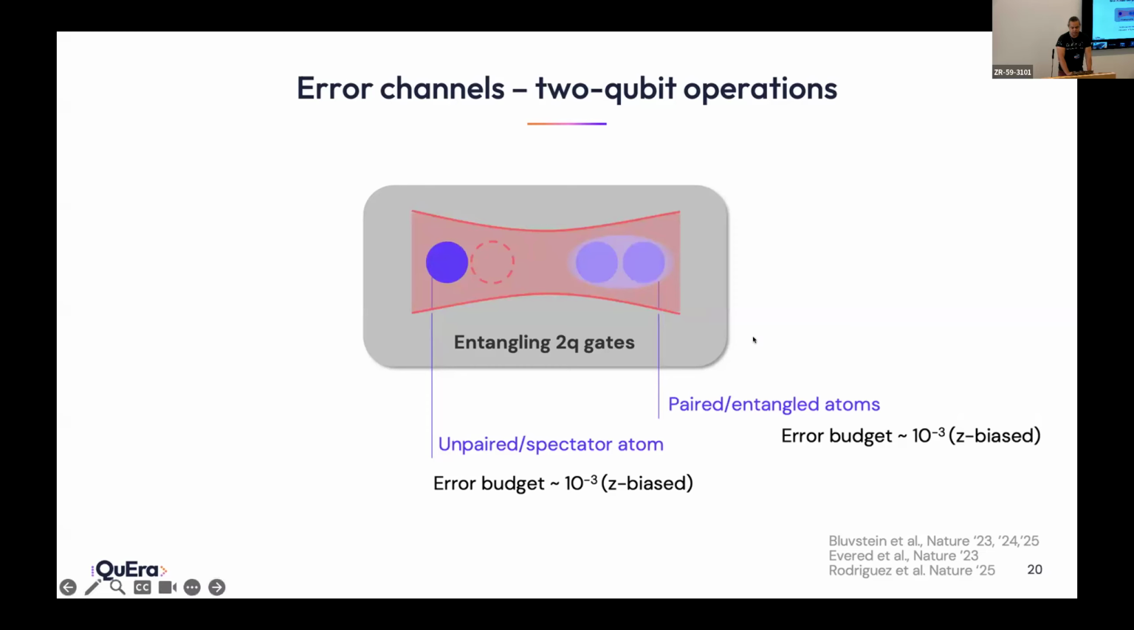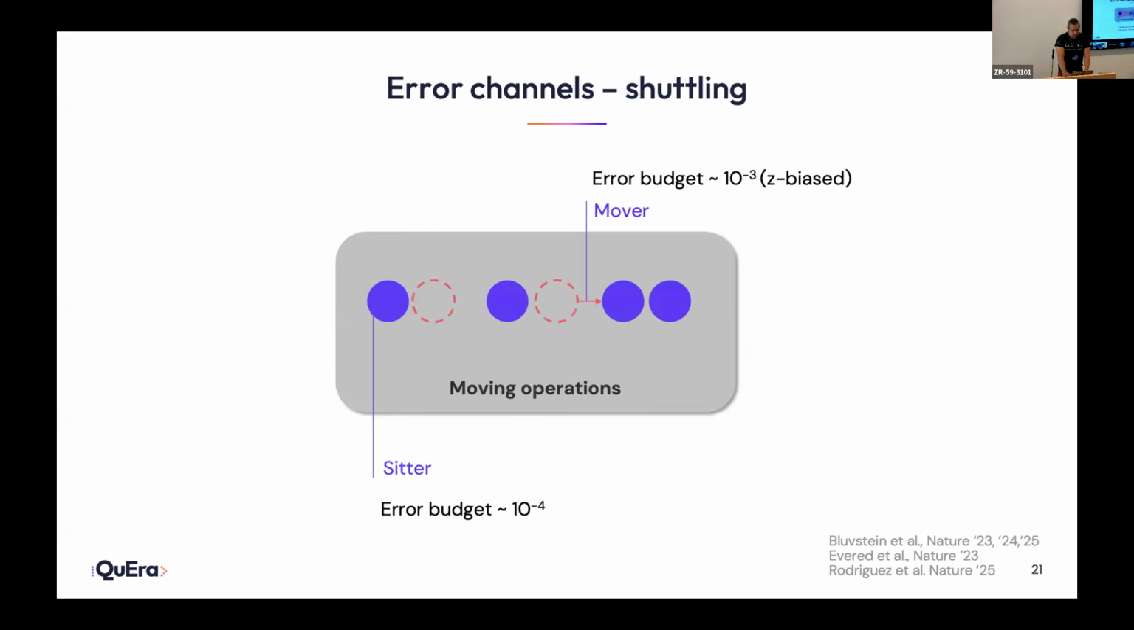Entangling: whenever you generate entanglement, if one qubit is alone under that beam, it will suffer. It will know that there was a beam that tries to operate on it, even if it doesn't have a pair. We call that an unpaired or spectator atom. And then shuttling: if you try to move, this atom is going to pay. As I was saying, we had that situation with two moves. The sitters, whenever someone else is moving, there's someone that is sitting, and the ones sitting are going to pay a little bit for sitting while the rest is moving.